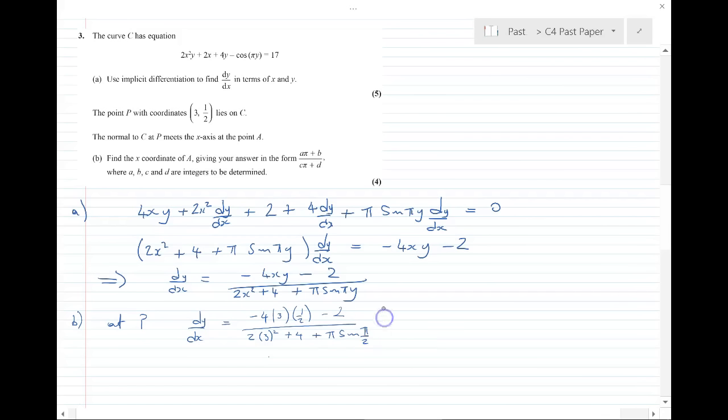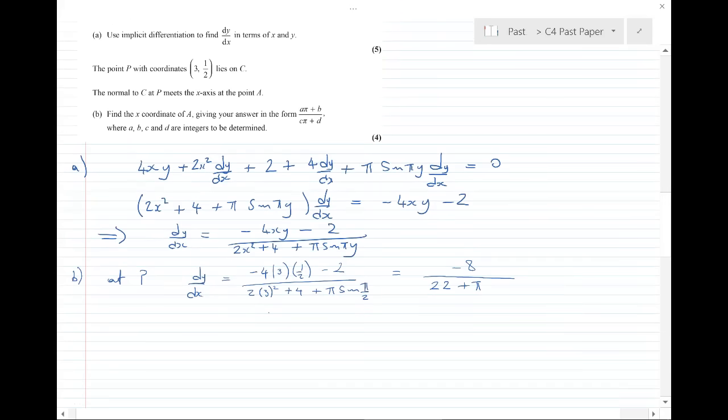So the top bit, that's minus 12 times a half, so that's minus 6 minus 2, so the top bit is minus 8. And then on the bottom we've got 9 times 2, which is 18, plus 4, which is 22. And then this bit here, sine pi by 2 is equal to 1. I haven't used a calculator. I'm probably more accurate than actually trying to put this expression in the calculator. Right, so now that's the tangent. So the gradient of the normal is the negative reciprocal of that.